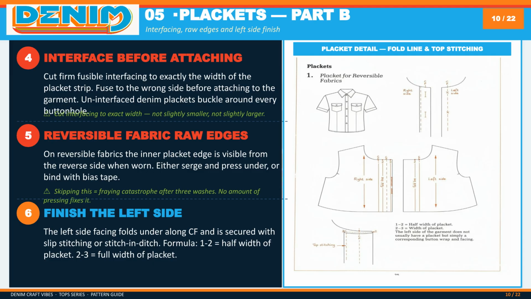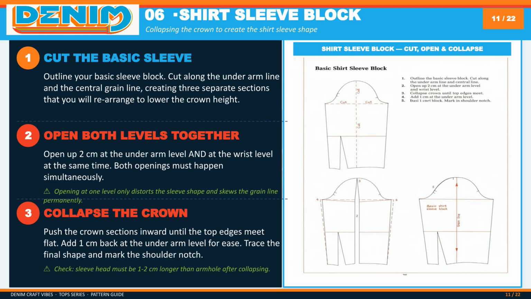Basic shirt sleeve block. Start from the basic sleeve and divide it into sections. Open and lower the crown to create a flatter shirt sleeve. Recheck grain line and sleeve head lengths before finalizing. A shirt sleeve uses a flatter crown than a fitted bodice sleeve.